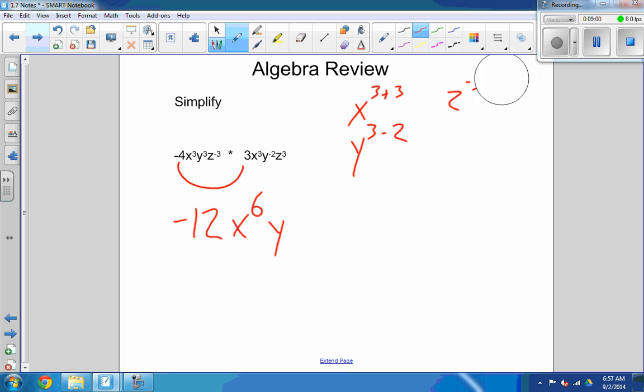And then z to the negative 3, sorry, that should be a plus. Z to the negative 3 plus 3. So that's z to the 0. Well, anything to the 0th power is really 1, so I don't even need to write that. So my answer is negative 12 x to the 6th y. And that is the end of this lesson.